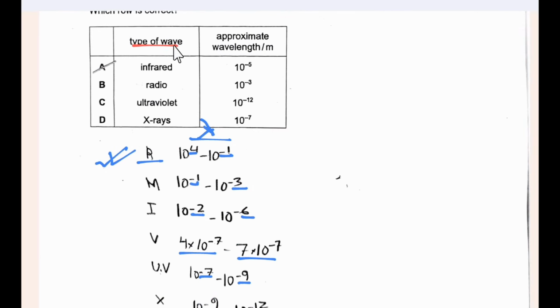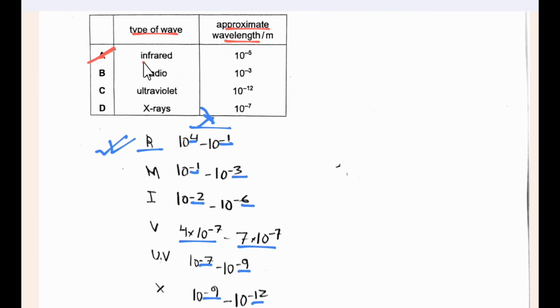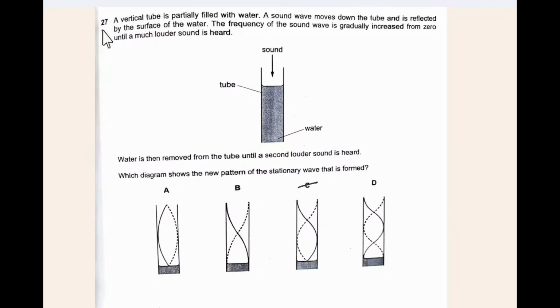Then type of wave and the approximate wavelength. We are given the wavelength of the waves, and the answer should be A, that is infrared radiation, because the wavelength given is 10 to the power negative 5. So 10 to the power negative 5 is within the range of 10 to the power negative 2 and 10 to the power negative 6. So the answer should be A.